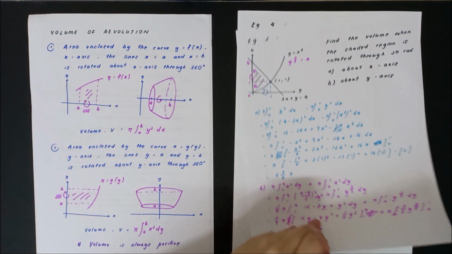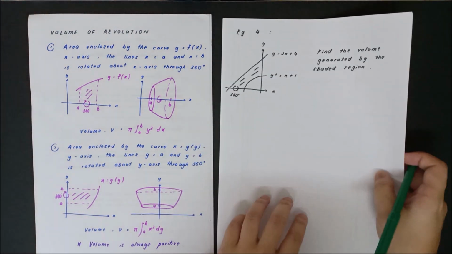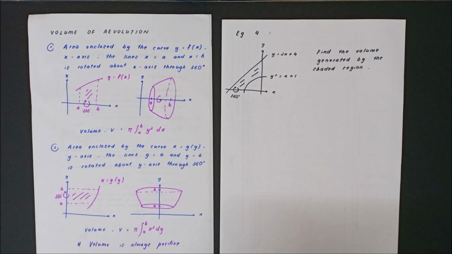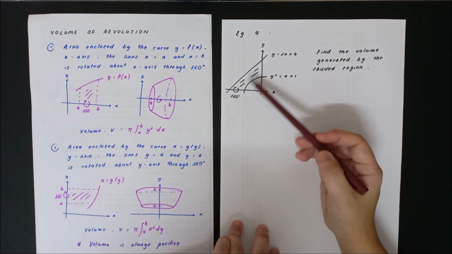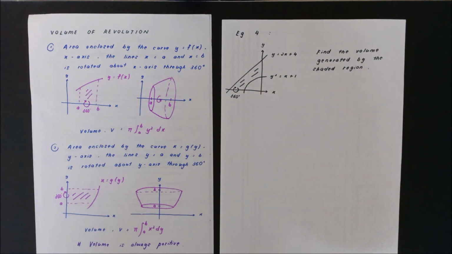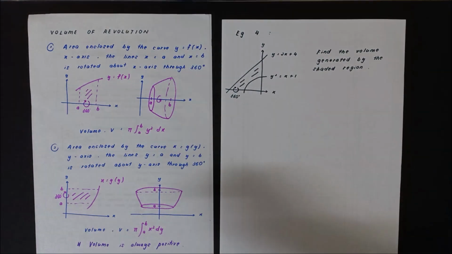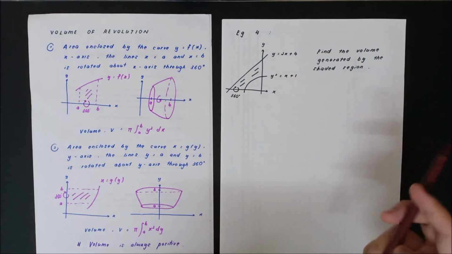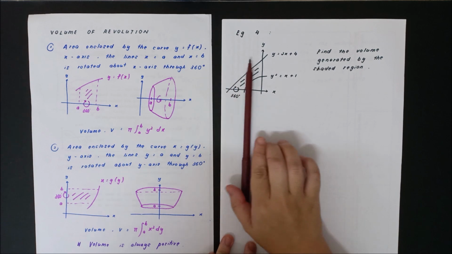So move on to the last question. Okay, find the volume generated by the shaded region here. I think this one is pretty easy. It's just that you need to understand the concept. If you want to find this volume, it is rotated about the x-axis. Then what you can see here is you also have 2 lines and the shaded region there. So the limit here is quite obvious, which is from this point to this point.